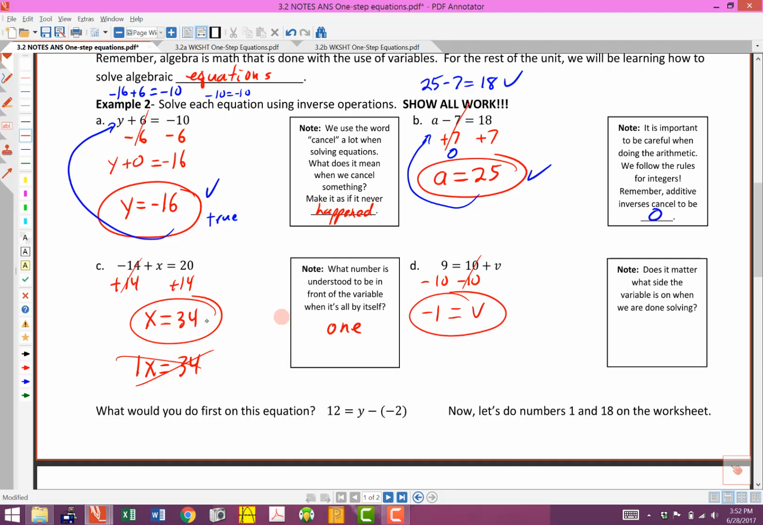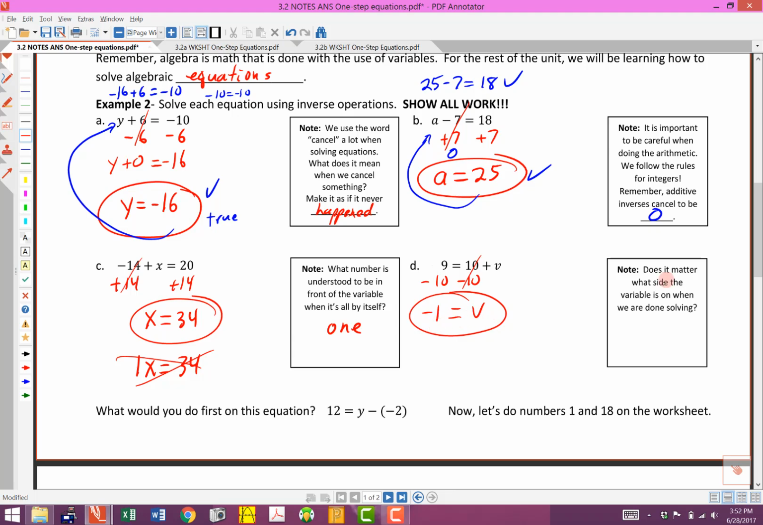Now you'll notice that I didn't check on either one of these. That's totally fine. As long as you go through and do the arithmetic correctly, you're going to get the answer right, but it's not a bad idea to check. Now let's take note of this right here. You'll notice that this first one, y equals negative 16, a equals 25, x equals 34, and this one says negative 1 equals v. Or we could read it backwards and we could say v equals negative 1.